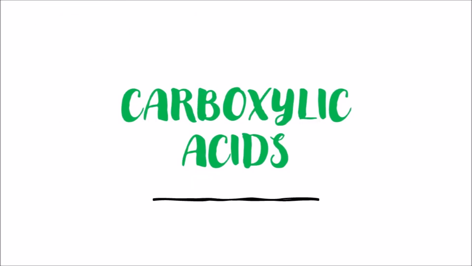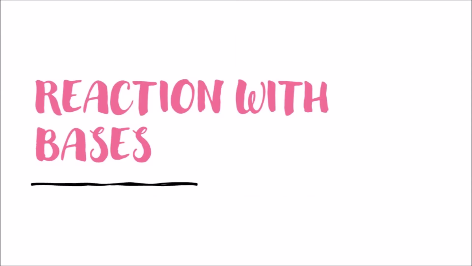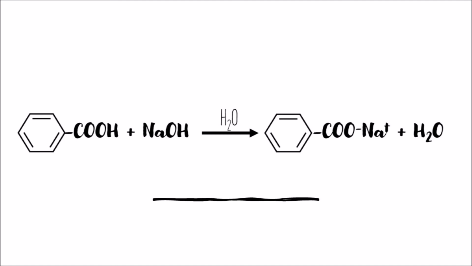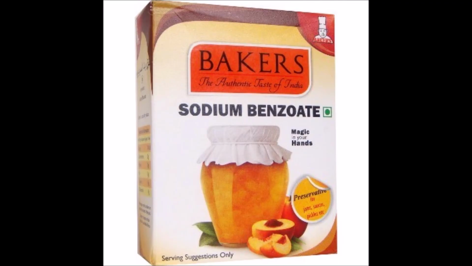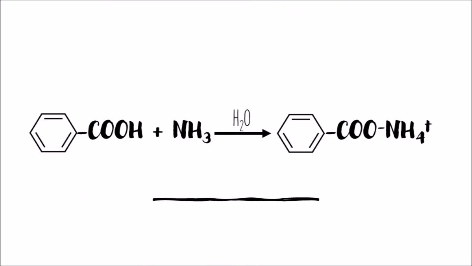Another type of organic compound are carboxylic acids, which are also weak acids. Their functional group is COOH. All carboxylic acids react with stronger bases to form water-soluble salts. This is the equation where benzoic acid reacts with sodium hydroxide to form sodium benzoate. Sodium benzoate, a fungal growth inhibitor, is often added to baked goods to retard spoilage.